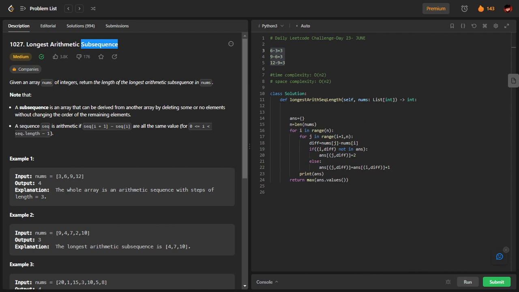But in this case, anyway, it's either. Okay, so tell me the length of the longest arithmetic subsequence. In this case, each one of them is a part of a subsequence. So the total length is the length of the array itself, which is 4.